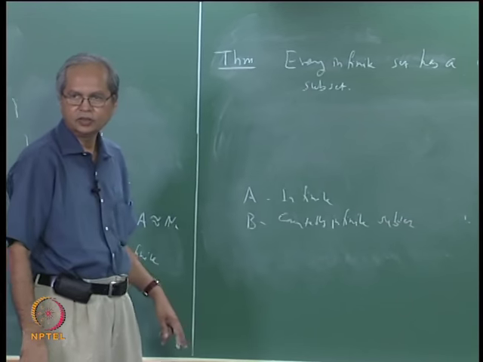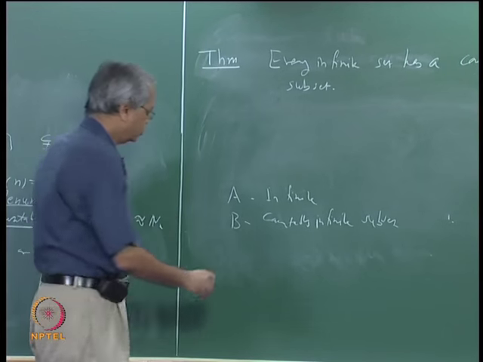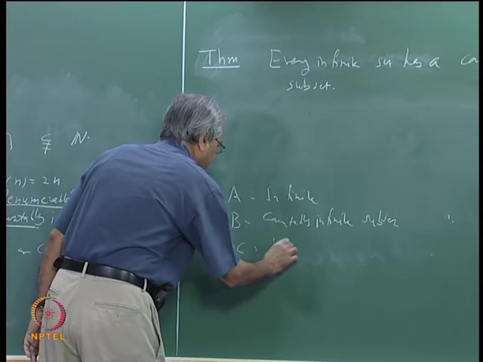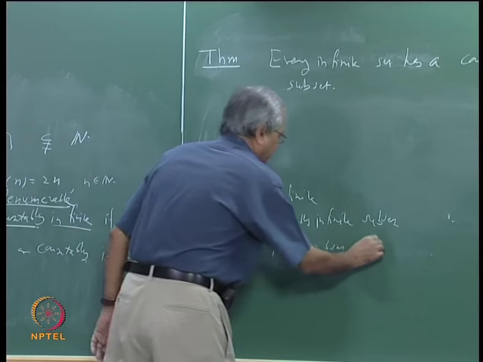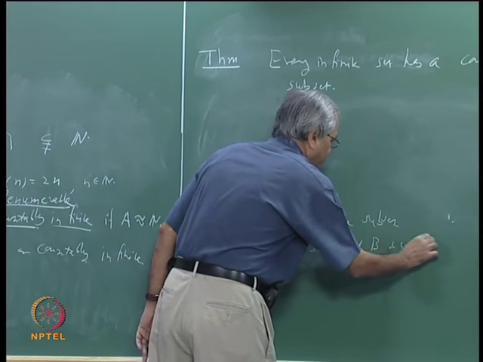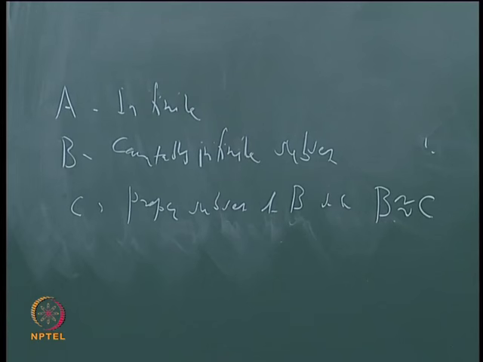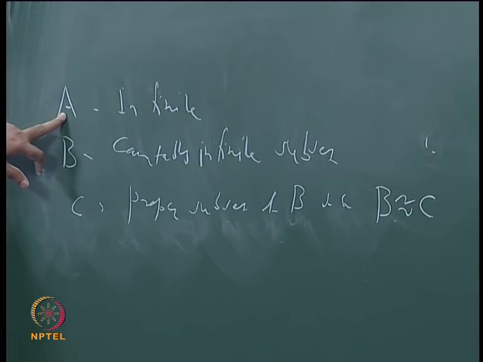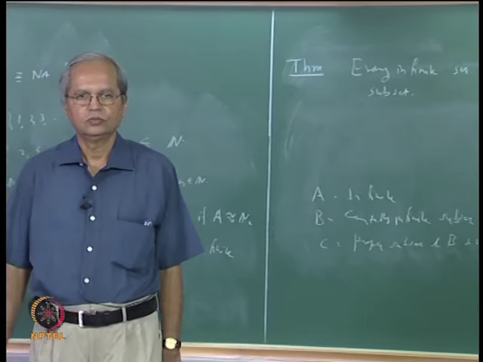Now, this B will have a proper subset. Suppose I call that set C. So, let us say C is a proper subset of B such that B is numerically equivalent to C. Then from that, can we say immediately that A has a proper subset which is numerically equivalent to A? Yes, we can. Tell me how. C union A minus B.